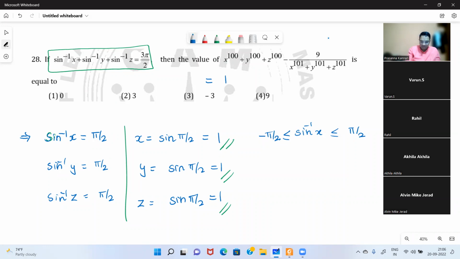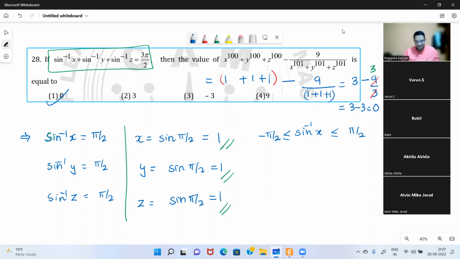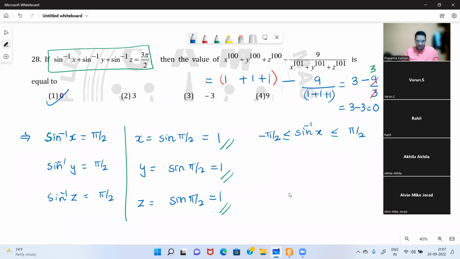So 1 power 100, 1 plus 1 plus 1 minus 9 divided by 1 plus 3. So 1 plus 1 plus 1 is 3, minus 9 divided by 3. What is 9 divided by 3? 3. Therefore, we are getting 3 minus 3, which is going to be 0. So the right answer is the first option. So are you able to understand this? You can take it down now.